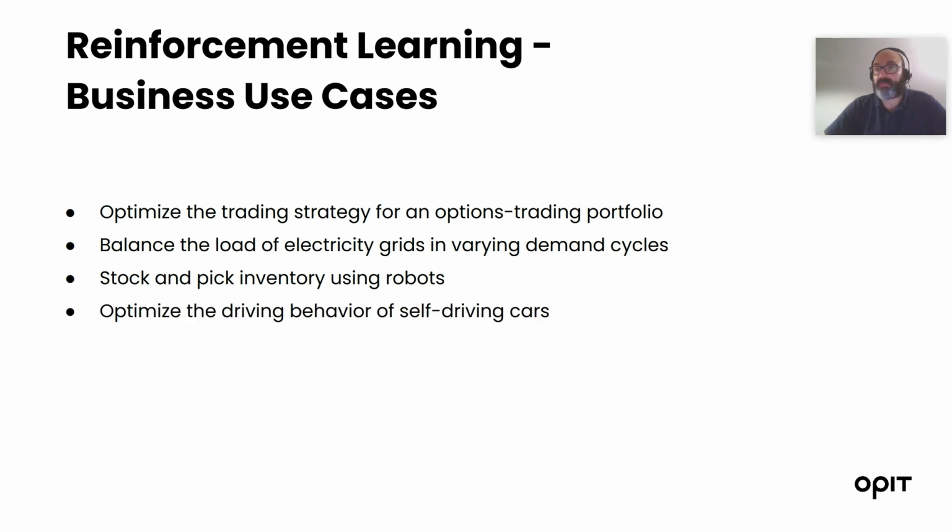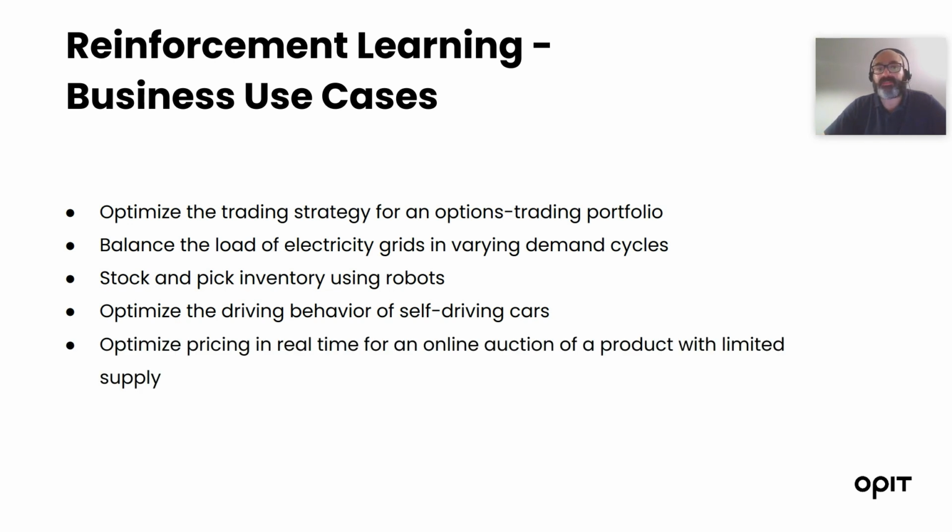We can optimize, indeed, using reinforcement learning, the driving behavior of self-driving cars, still an open problem that has not been solved yet. We can optimize pricing in real time, for example, online auctions of products with limited supply.